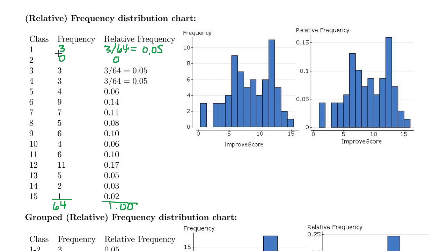So the bar for 1, we've got a frequency of 3. So this is height 3 right here. No bar for 2, height 0. 3 and 4 both have height 3. Bar at 5 has height 4. It says frequency 4, and so on. And you see we have the same general shape that we had with the dot plot above. We've got 2 areas of concentration here.